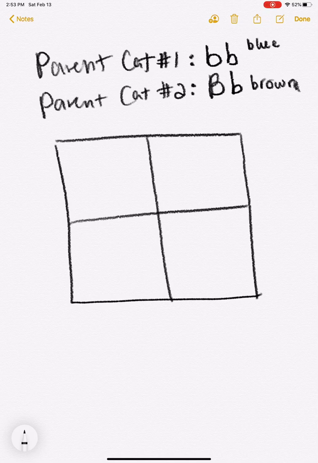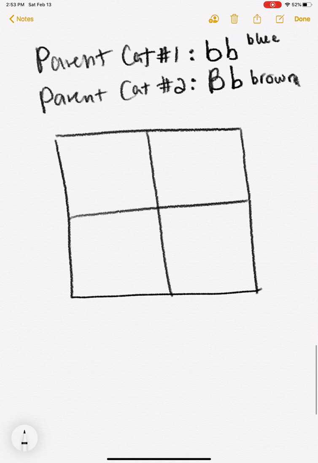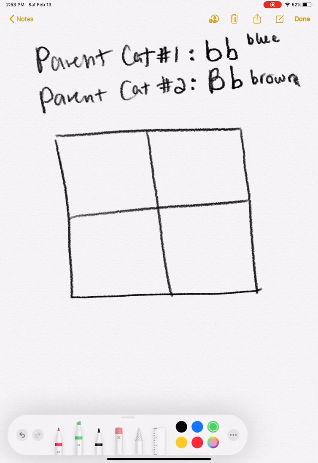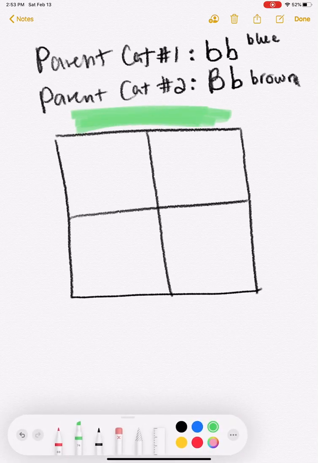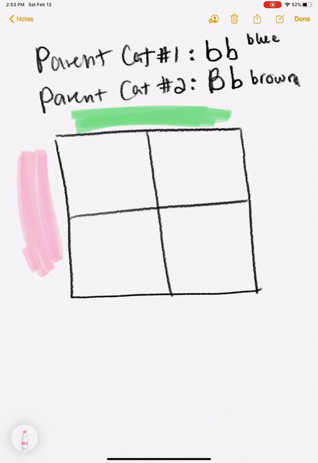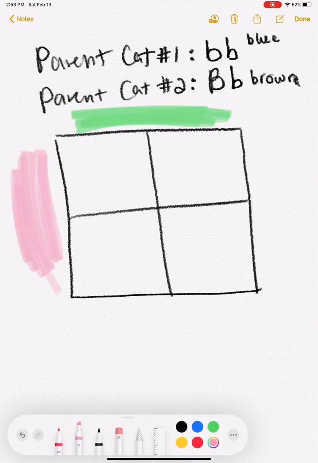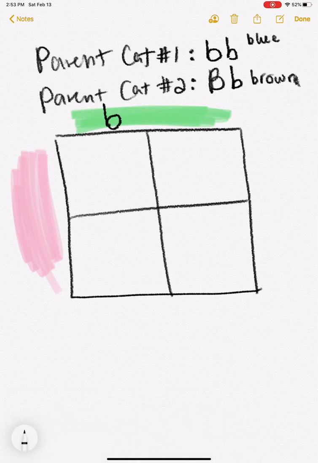So we're trying to see the probability of the kittens having blue eyes. So this is what we're gonna do. Up here is parent number 1, and over here is parent number 2. So we're going to take it step by step. First, you got to put your parents. You're going to get the same letters, lowercase b, uppercase B, lowercase b. Then we got to bring them in.